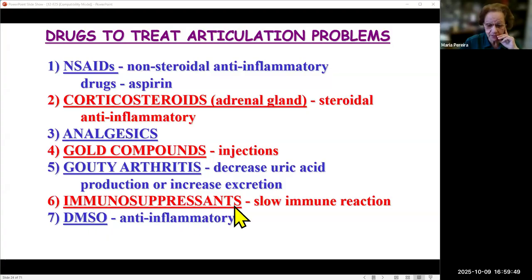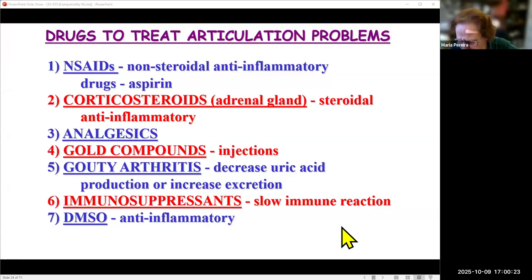And then immunosuppressants to slow the immune reaction, and DMSO. This is dimethyl sulfoxide. I use it in the lab all the time. It has a very awkward smell, but it can be used locally to rub a site of damage, and it's also an anti-inflammatory. So these are some of the chemical strategies to address problems with articulations.